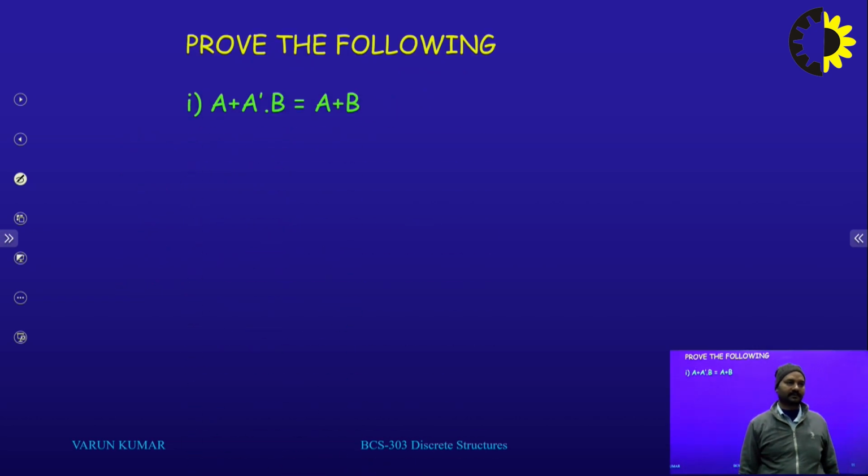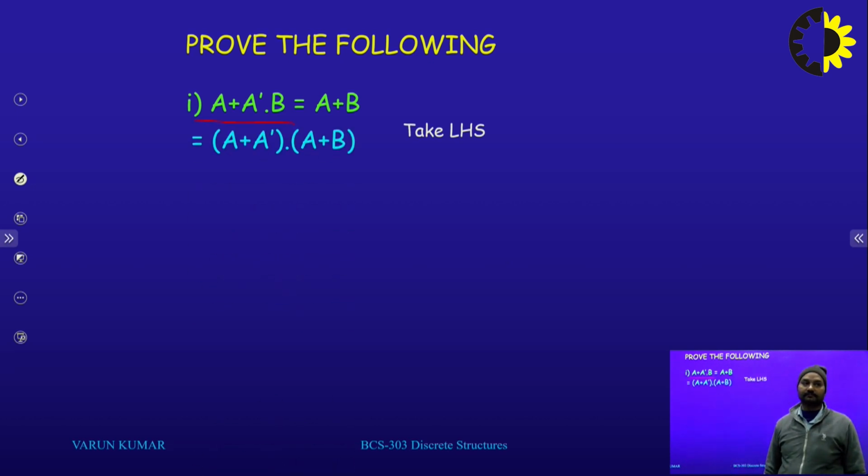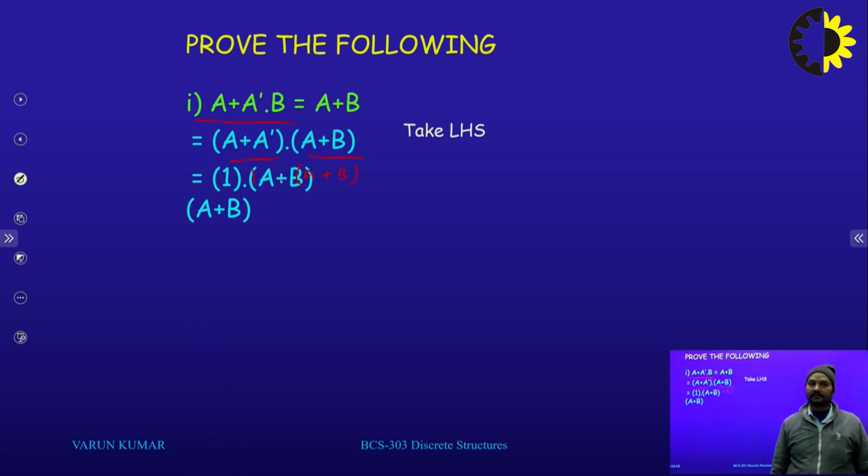There is some numerical that proves that the two following functions are equivalent. Then A + A'·B is equal to A + B. Take the left hand side. Then we use the distributive formula here. If we apply the distributive formula, then (A + A') and (A + B). What is the value of A plus A'? That becomes 1. 1 dot (A + B). 1 dot (A + B) becomes A + B. So the left hand side is equal to the right hand side. So we prove the two following functions are equivalent.